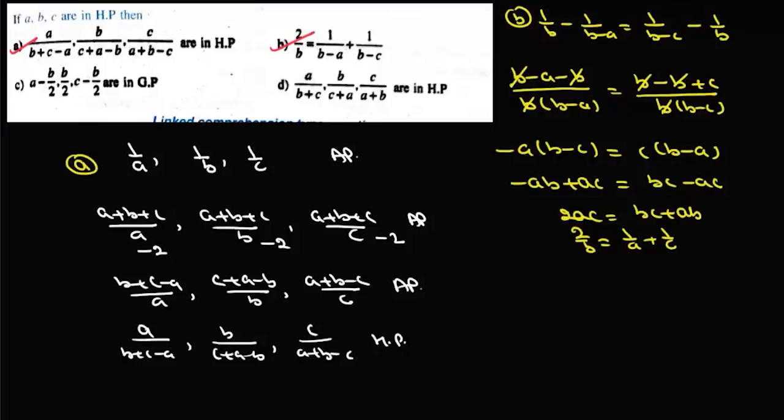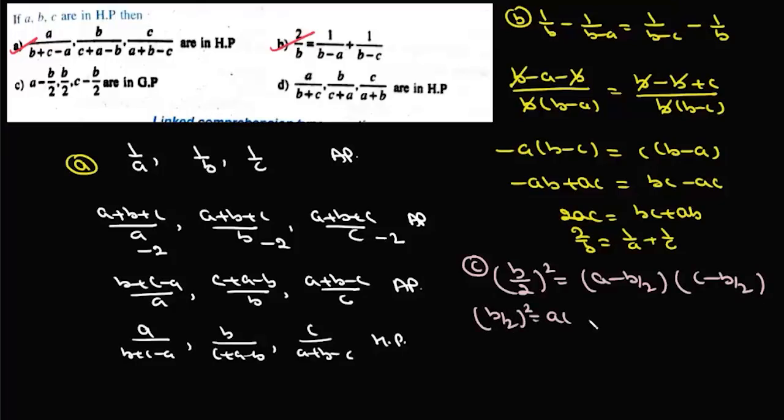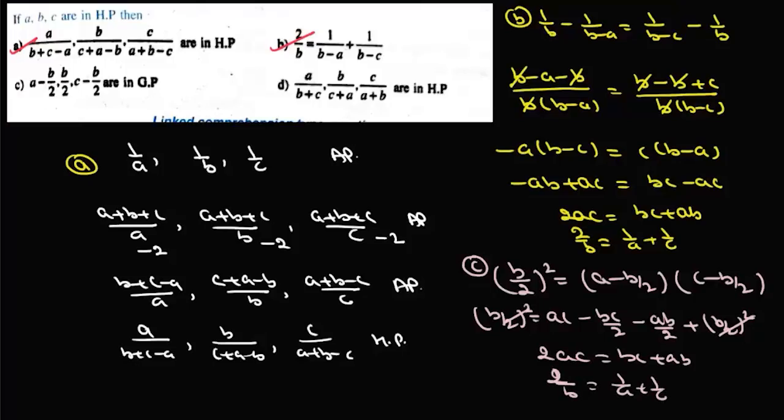If we check this option C, we are given that these numbers are in GP. So we can write (B by 2) square is equal to (A minus B by 2) and (C minus B by 2). So it will be (B by 2) square equals AC minus BC by 2 minus AB by 2 plus (B by 2) square, which will cancel. Again we get 2AC equals BC plus AB, or 2 upon B equals 1 upon A plus 1 upon C. That means A, B, C are in HP. So option C is also correct.